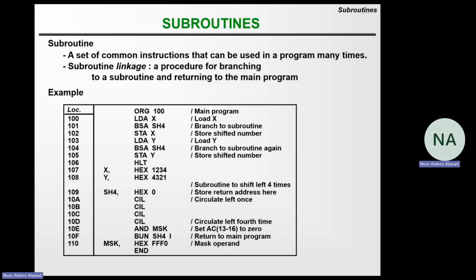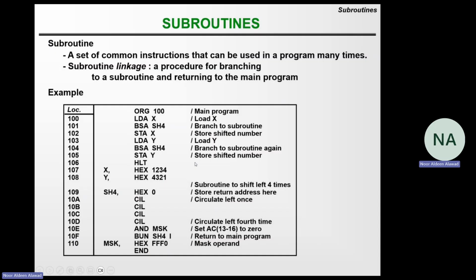Subroutine linkage refers to how execution jumps to the subroutine and returns to the main program. You can see here that this example shows the main program that loads values x and y, calls a subroutine named sh4 to shift each value left 4 times, and then returns. This is shift left. This is just an overview of this subroutine. We will go through the subroutine in detail now.